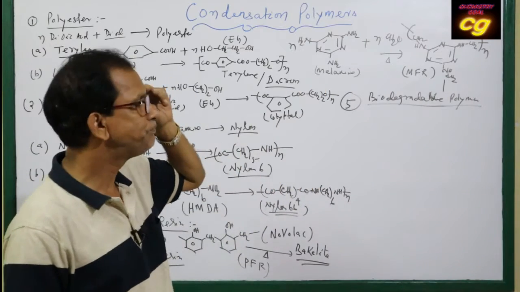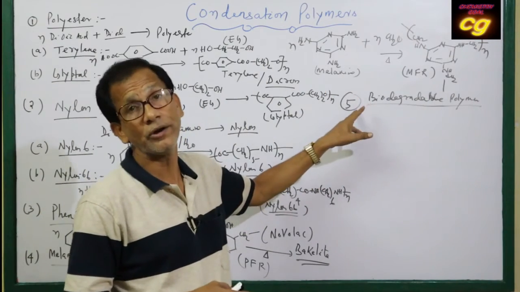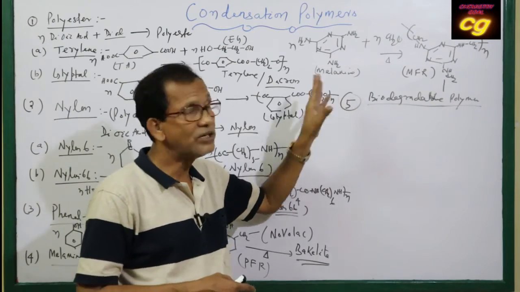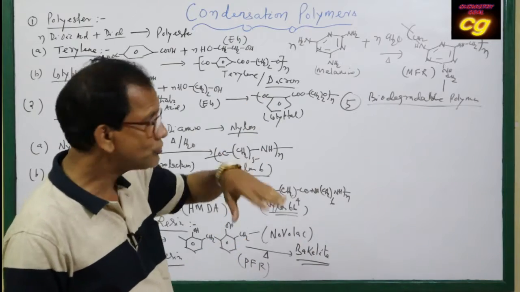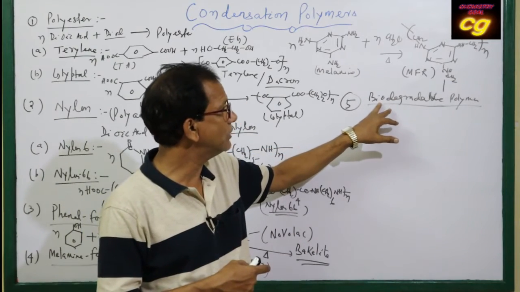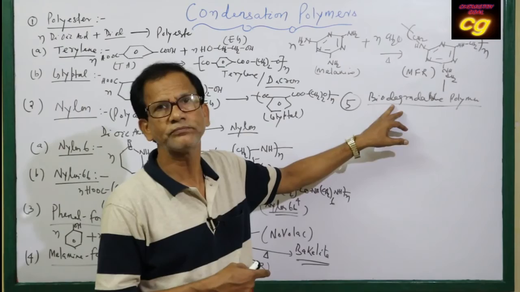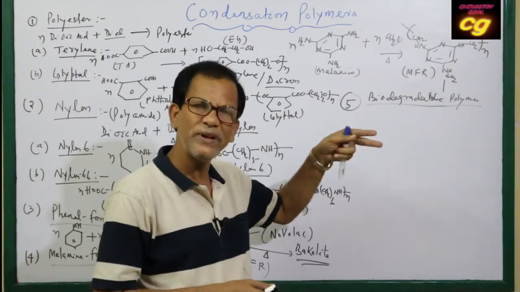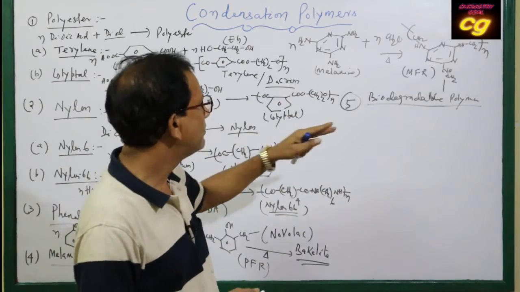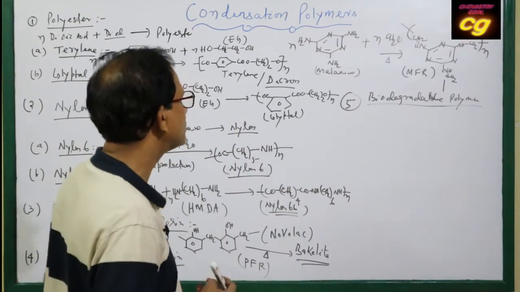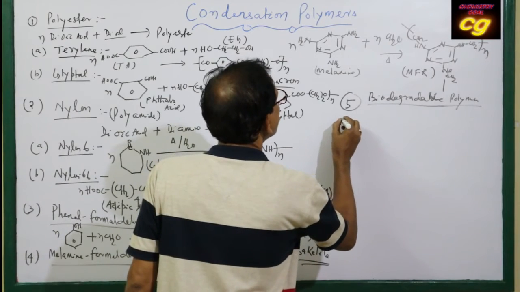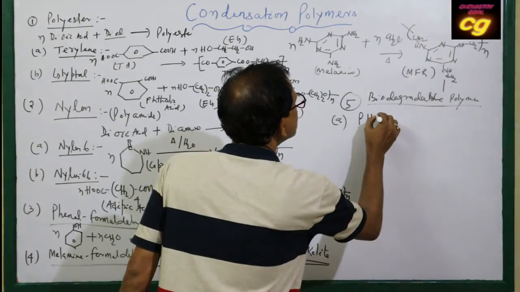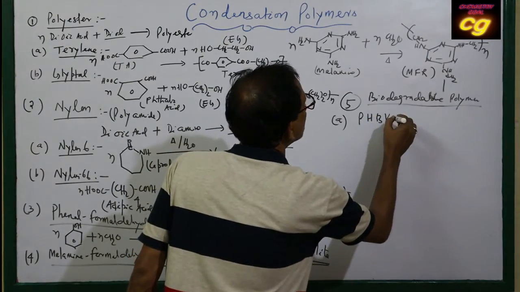Polymers generally cannot be biodegradable. As they are not biodegradable, they cause pollution. So we need to substitute non-biodegradable polymer with biodegradable polymer. There are many examples of biodegradable polymers, but some examples we will discuss now. One important example of biodegradable polymer is PHBV polymer.